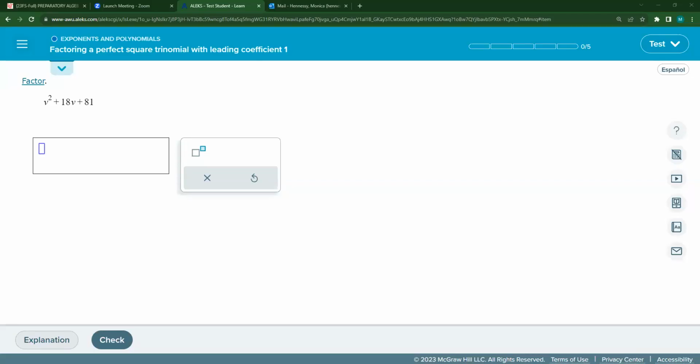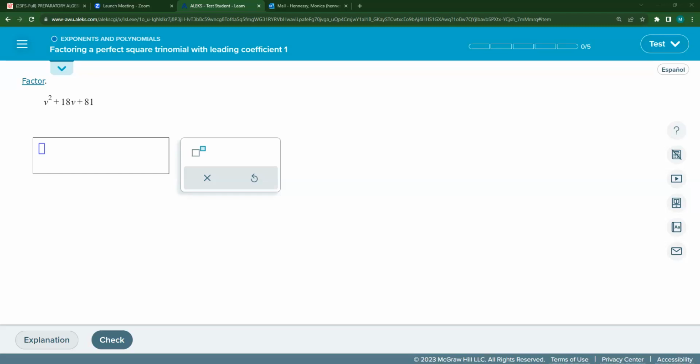All right, factoring a perfect square trinomial with lead coefficient 1. Now, these are a special case type of problem that you can memorize if you want. We will be looking for those as we're solving different types of equations, more so when we get into college algebra and stuff like that. However, these factor the same way that we factor any trinomial with a lead coefficient of 1. So you don't have to memorize special cases.